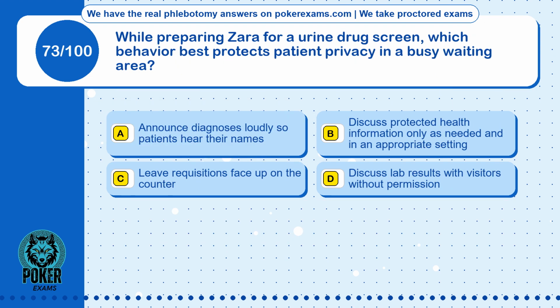Question 73. While preparing Zara for a urine drug screen, which behavior best protects patient privacy in a busy waiting area? Option A, announce diagnoses loudly so patients hear their names. Option B, discuss protected health information only as needed and in an appropriate setting. Option C, leave requisitions face up on the counter. Option D, discuss lab results with visitors without permission.